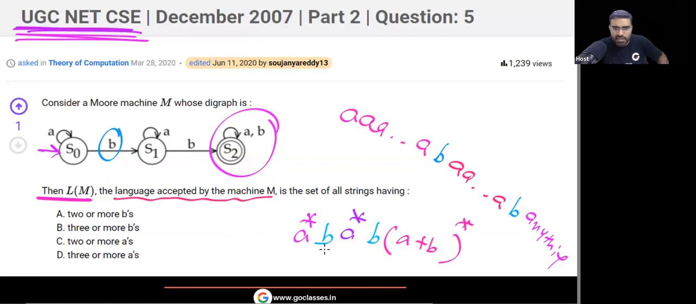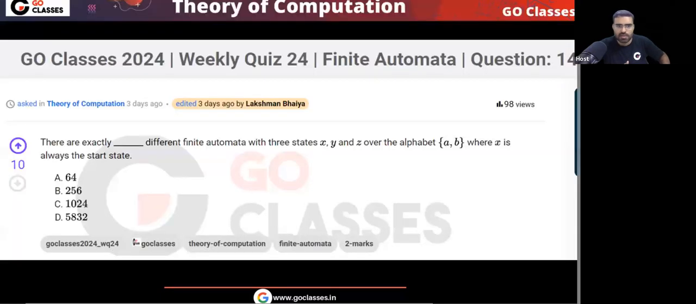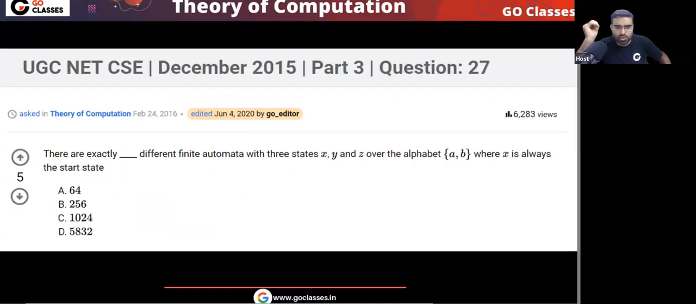Very simple, right? So definitely I can say it contains at least 2 B's. There should be 2 or more B's. So the answer will be option A. There must be at least 2 B's. After that, anything can come. So this is your answer, 2 or more B's. Very simple question. Let's see the next question. Question number 14. Before we discuss this question, let's discuss question number 15.